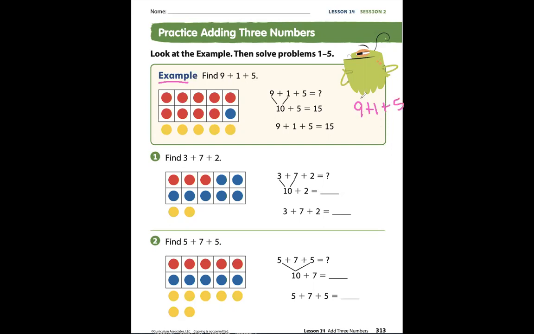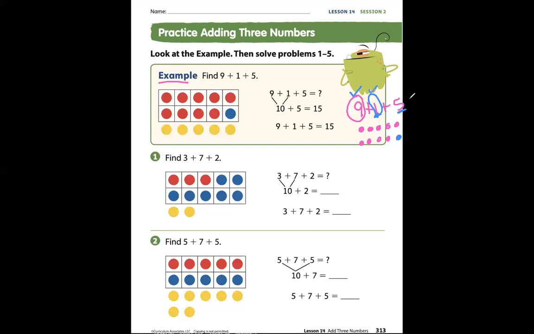Okay, so we have 9 as our greater addend. 1, 2, 3, 4, 5, new line. 6, 7, 8, 9. Now, do I want to take the next biggest addend or do I want to make that 10? I did 9. Do I want to add one more to make a 10 or add 5 more? Doesn't matter. It'd be faster if we use the 1 to make that 10, right?